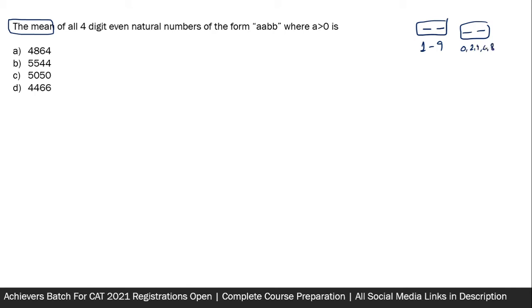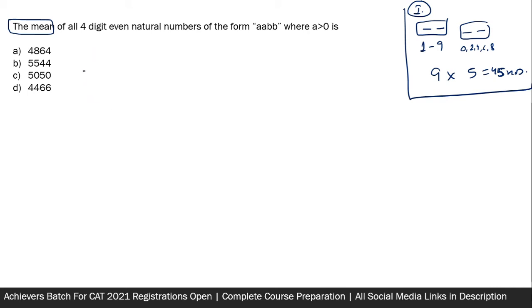So I think we have 9 into 5, 45 numbers. That is our first calculation. In total, there are 45 numbers that we are going to figure out and add, whose mean we have to find. Let us find a little convenient and shorter way of adding these numbers.